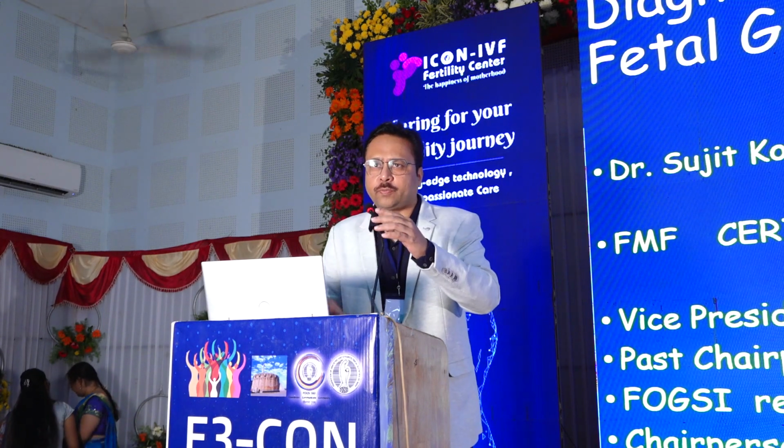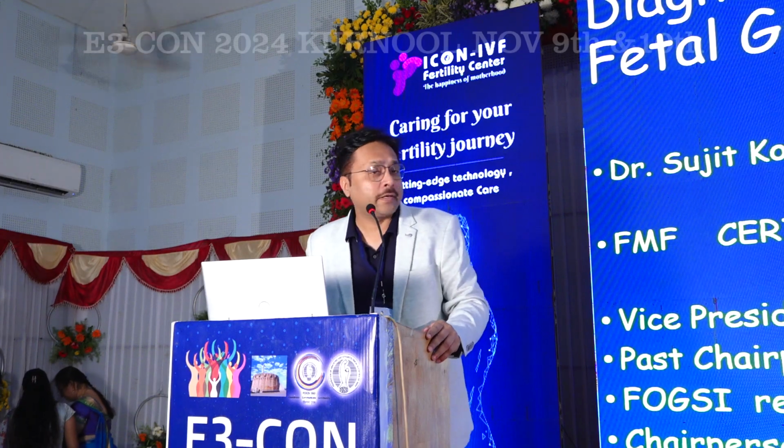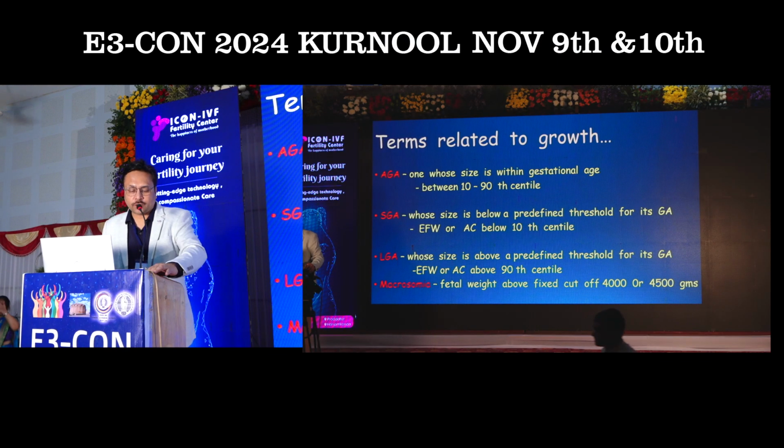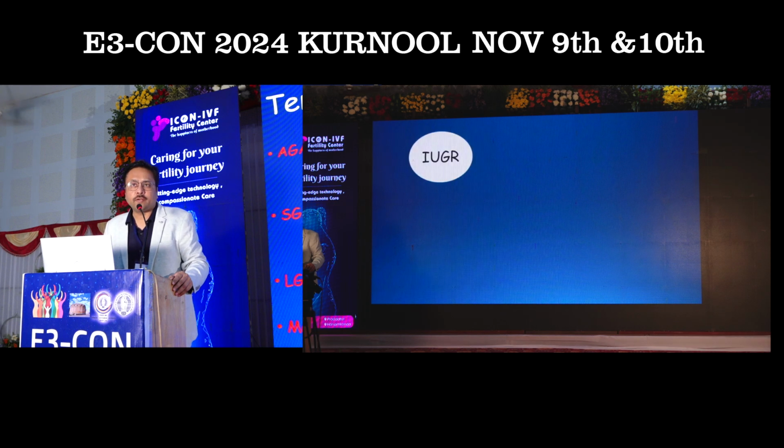Actually, this is a very vast topic, but I will finish in 31 minutes. So, you should know some terms related to growth. AGA, that is appropriate for gestational age, means where the estimated fetal weight is between 10th to 90th centile. SGA, small for gestation, when the estimated fetal weight is below 10th centile. LGA, large for gestational, when the estimated fetal weight is more than 90th centile. And macrosomia, this word is used when there is specific cutoff like 4 kg or 4.5 kg.